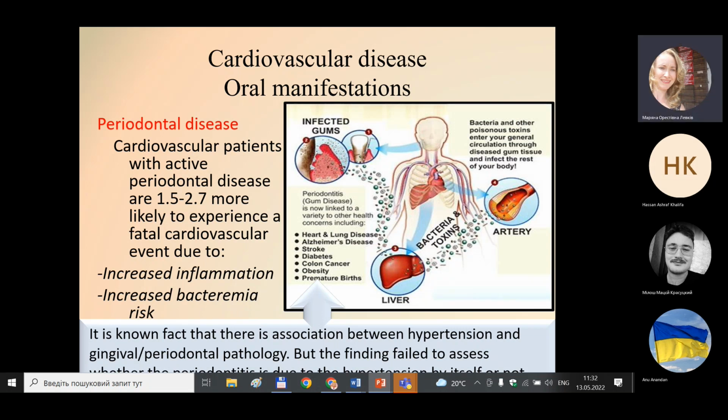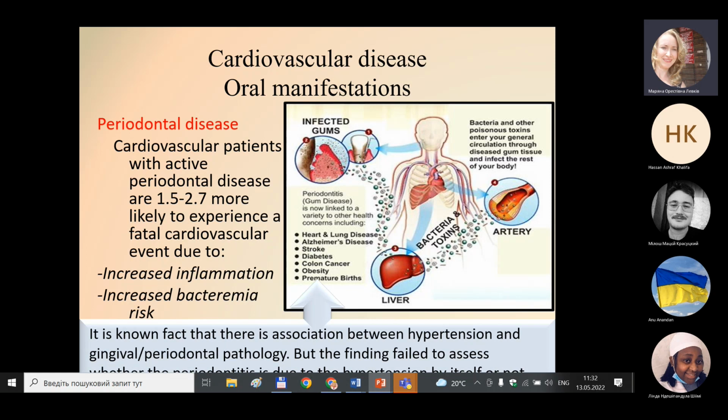It is a known fact that there is association between hypertension and gingival periodontal pathology, but the finding failed to assess who is the first: periodontal disease as a result of cardiovascular pathology, or cardiovascular pathology as initiating factor and periodontal disease as a result of it. So this still is not obvious, but the mechanism that there is a connection is clear.